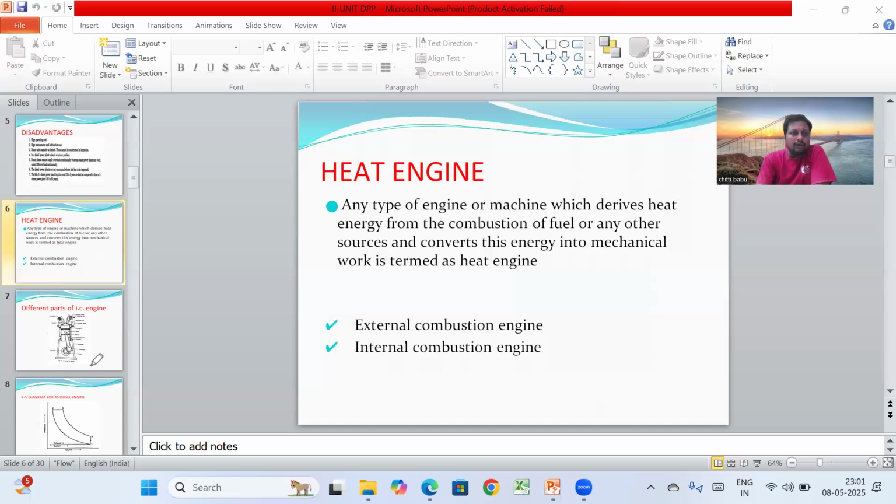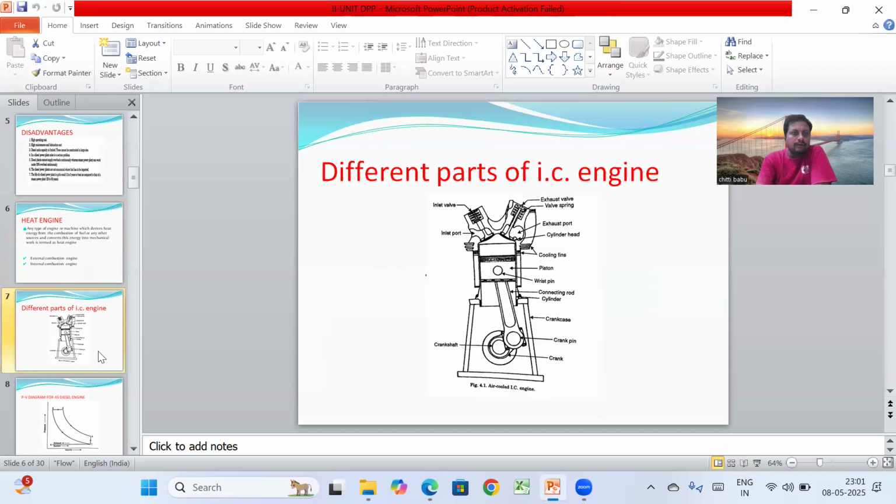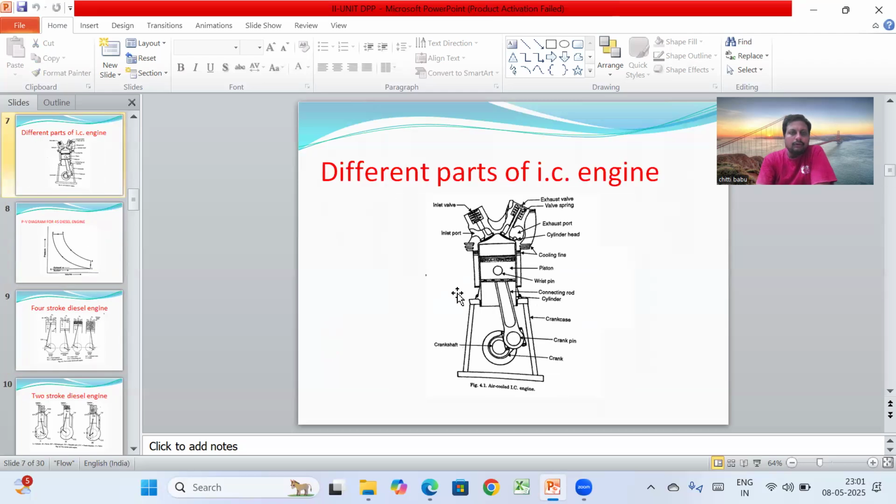Then we have the main parts of the IC engine. The main parts of the IC engine are the piston, connecting rod and crankshaft. So here we have a piston, then a connecting rod and crankshaft. These are the main components. This is the engine cylinder.